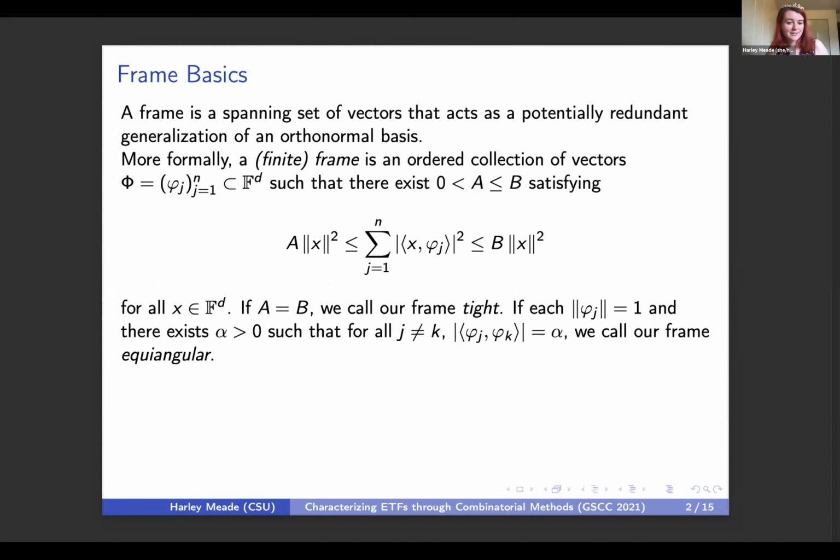I see in the chat "excluded minor." I don't think I've seen that in the papers I've been reading more thoroughly, but it may have come up in one of the background papers that I've read.